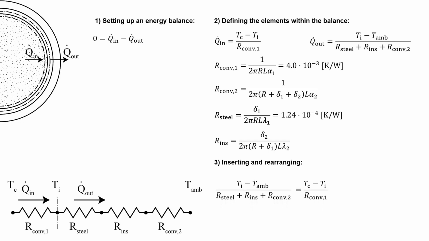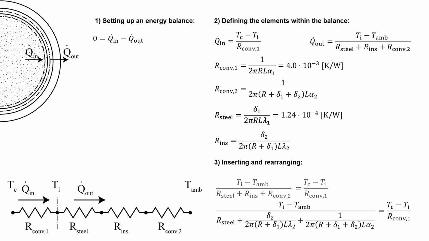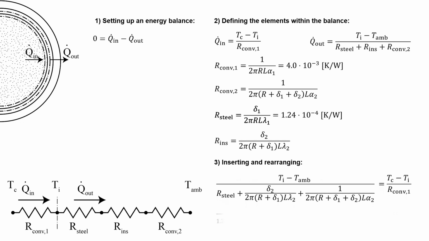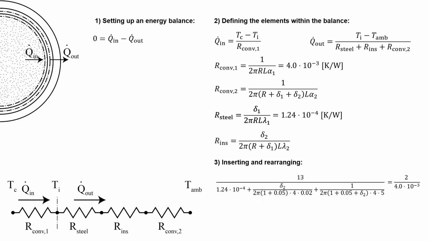So now we'll fill in the found expressions for the thermal resistances. And filling in all known numbers gives the following expression. So we see that delta 2 is unknown, and by trying different numbers for delta 2 until the left-hand side and the right-hand side of the equation are equal, one will find a value of approximately 1 centimeter for delta 2. So by understanding the problem, setting up an energy balance, defining the fluxes, and doing some rewriting, we were able to find an expression for delta 2.